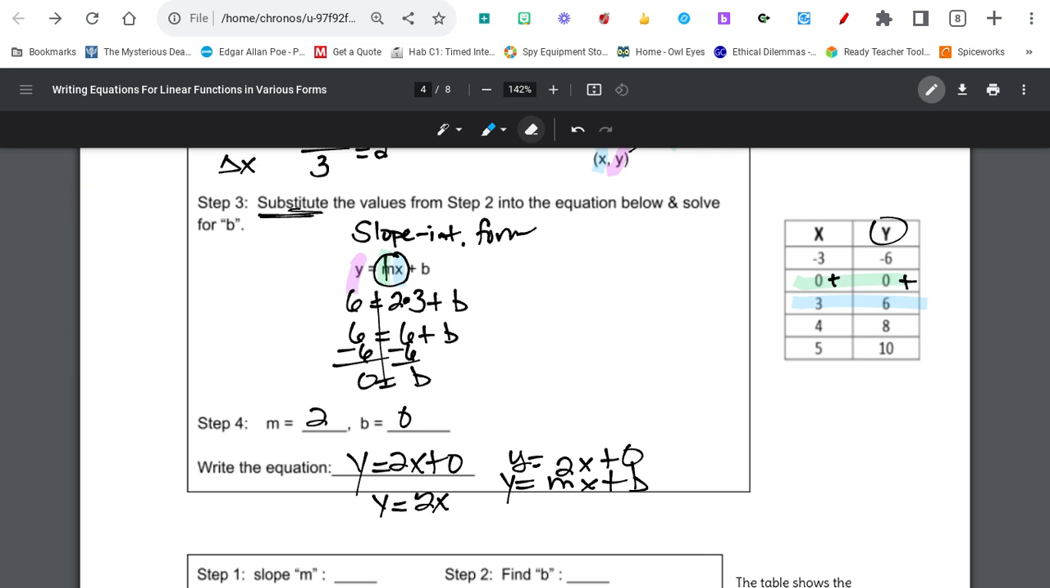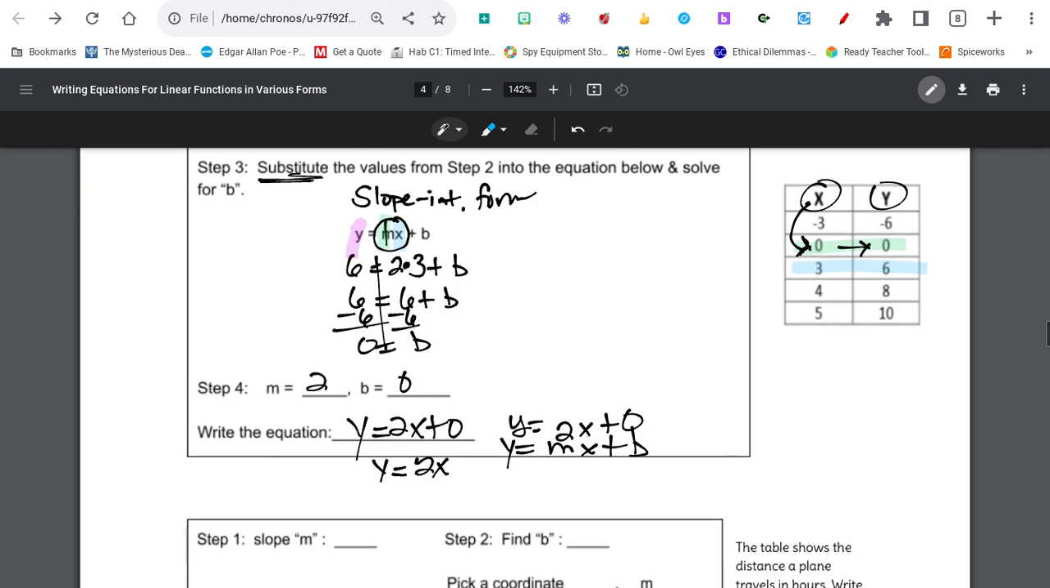But of course, I knew that because I had an x in my problem. And I told you if you have an x in your table that is equal to 0, the corresponding y is your y-intercept.